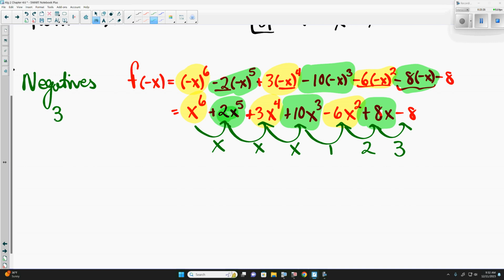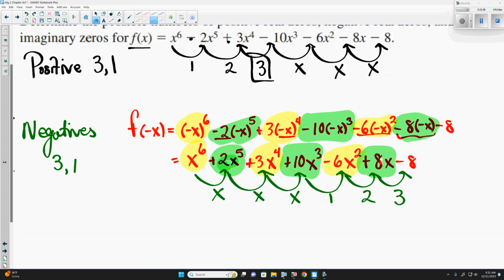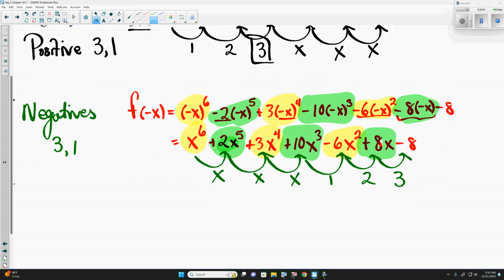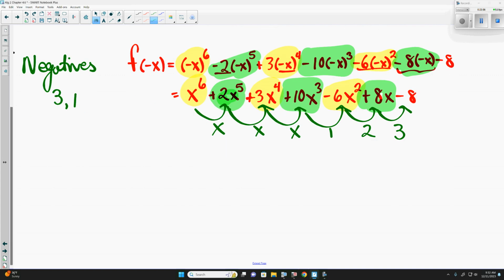So the most negative solutions we can have is 3, or less than it by an even amount. So we can keep subtracting 2 from it, just like we did with positives, and say we could have 3 or 1. Questions on this here before we write out our answer? We're ready to write the answer out. Because our answer for this is we need to know every possible combination of positive and negative solutions.